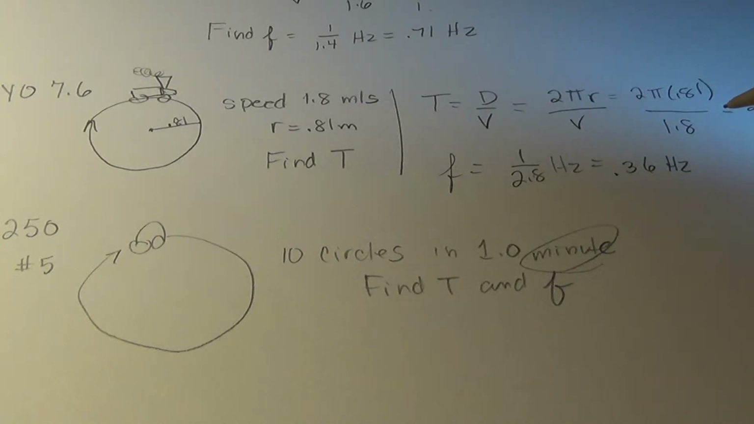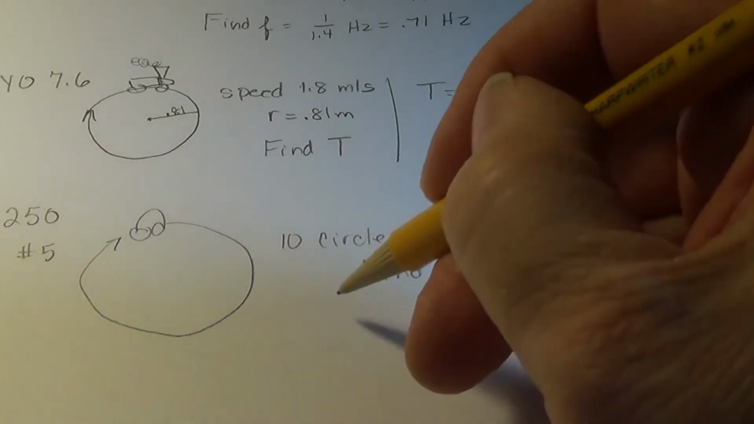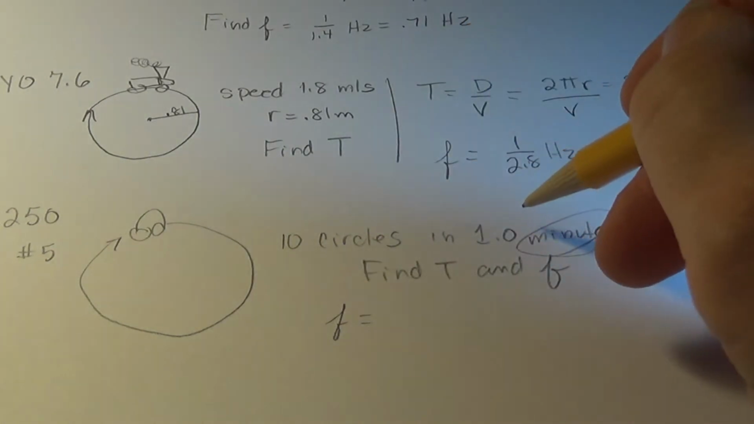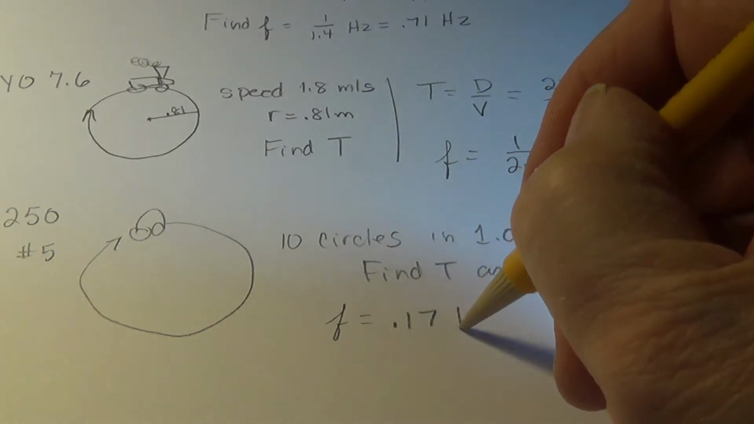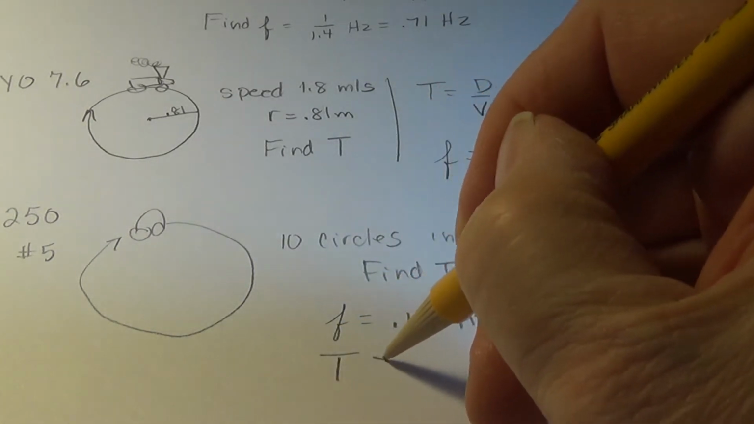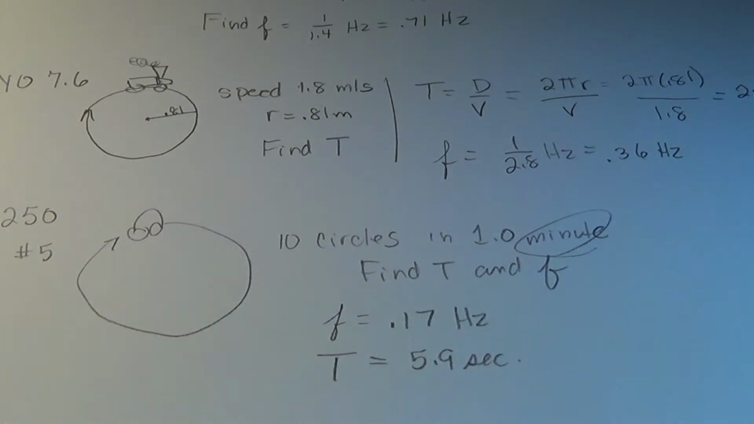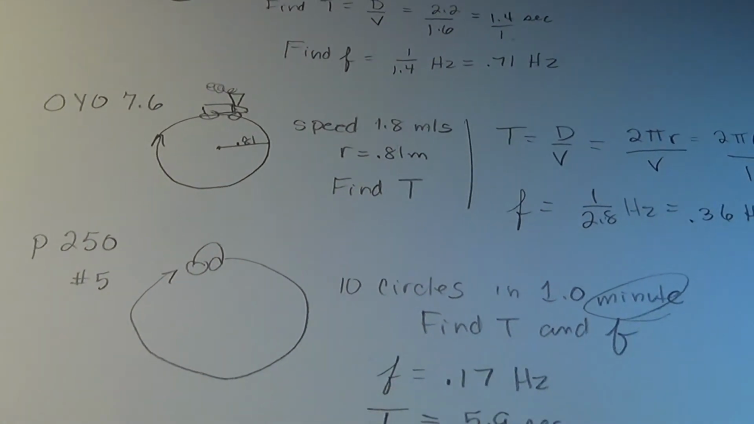Alright, so find those. I got the frequency first, because that was given in this information. I got 0.17 hertz. And then for period, I got 5.9 seconds. So you can work with that and see if you can get those two answers to flush out. Alright, so that's all I want to say about period and frequency. So we're going to go on and talk about something else.